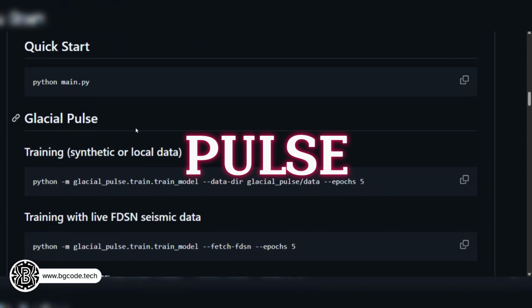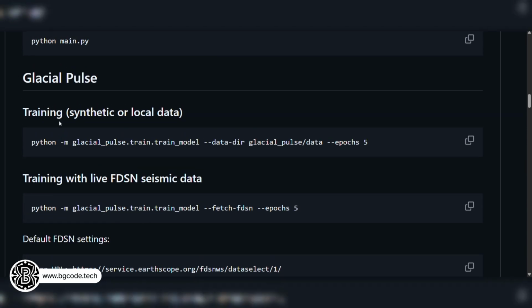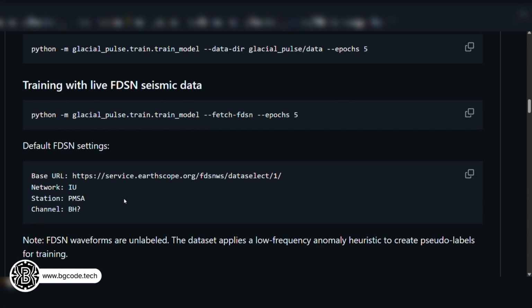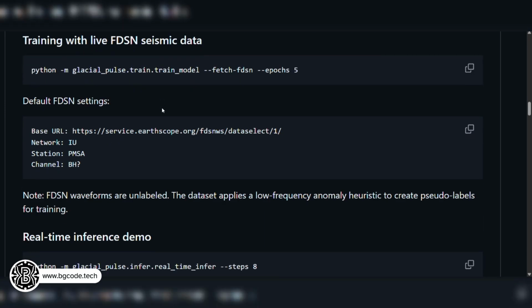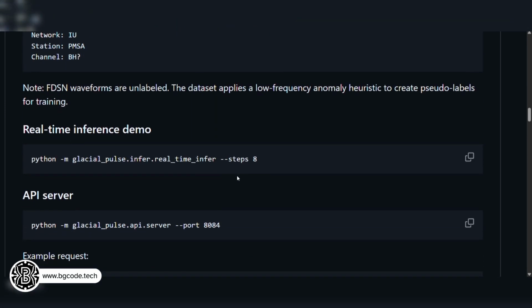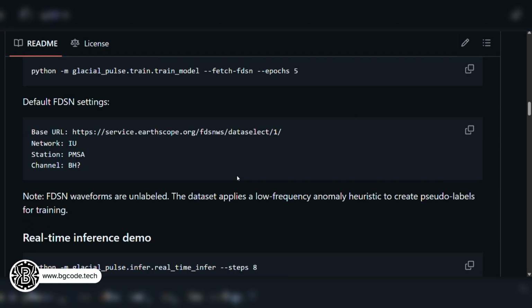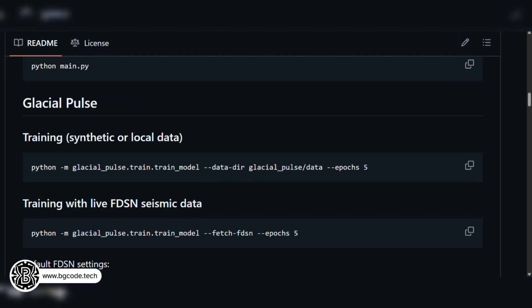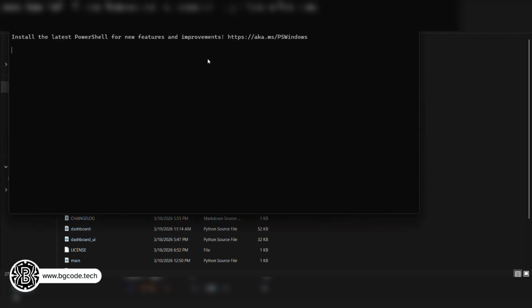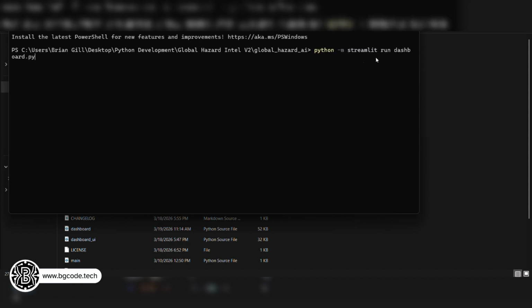Introducing Glacial Pulse, a machine learning system designed to predict ice shelf fractures using sub-zero seismic audio. We feed raw seismic signals into a custom deep learning architecture and isolate the rhythmic groans of shifting ice masses.